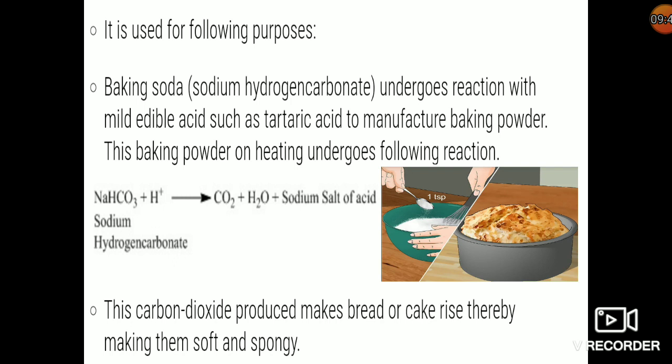This baking powder on heating undergoes the following reaction. So NaHCO3 plus acid, that is H+, forms carbon dioxide, water, and the sodium salt of the acid. Now see, carbon dioxide is a gas. If you are mixing this soda along with some acid in the food, then what happens? It produces carbon dioxide. This carbon dioxide actually makes your food fluffy. The carbon dioxide produced makes your bread, cake, rice soft and spongy. You get the soft food.